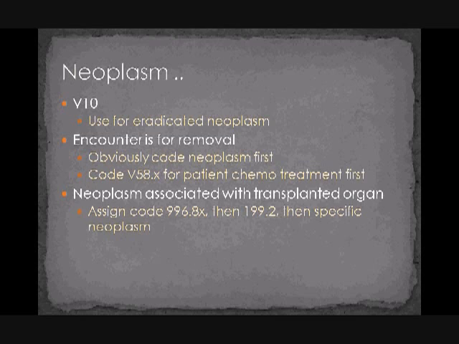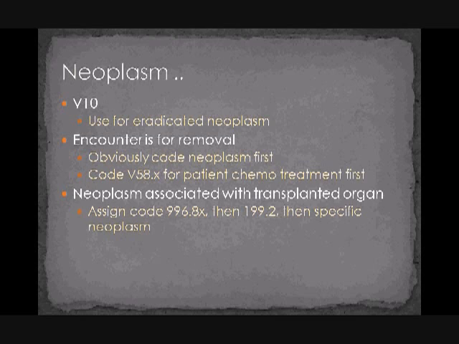Well, here you're going to have to follow a few steps. The first step is coding the complication code. The 996 code is a complication code, specifically a complication of a donated organ that has formed a cancer. And then you're going to code a cancer code stating that the donated organ is cancerous, and then you code the actual cancer itself.